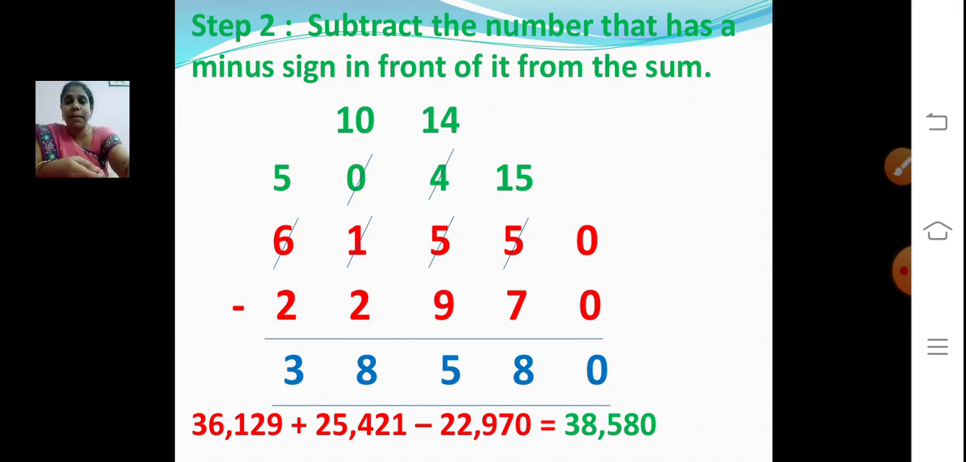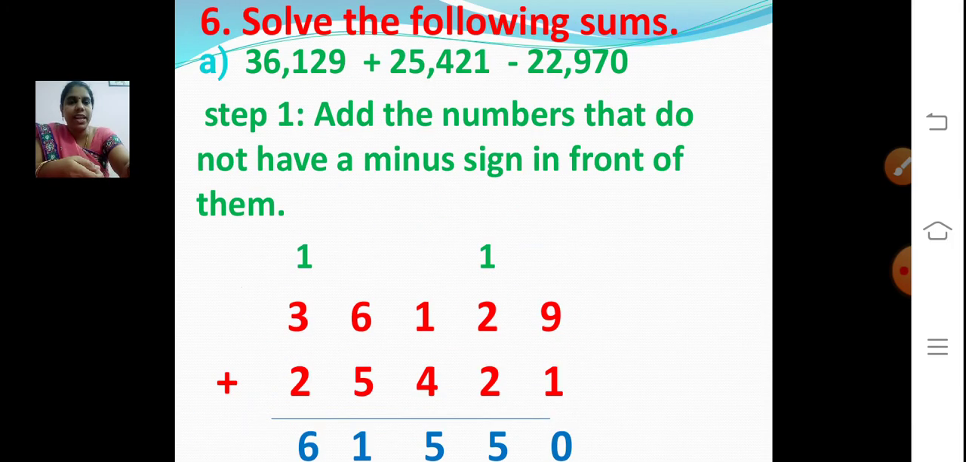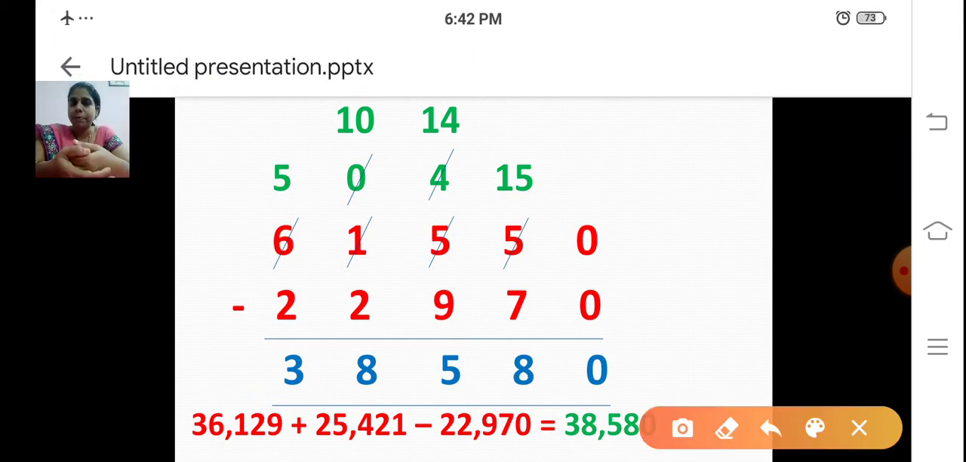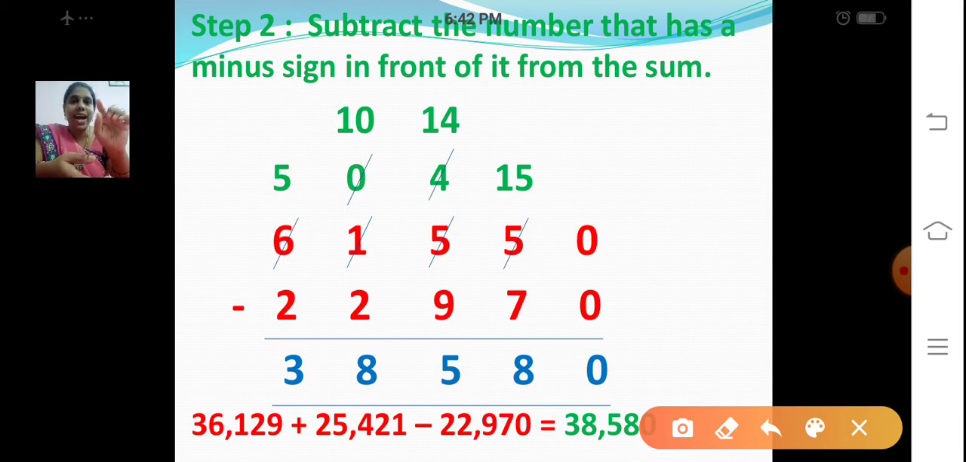What is the sum now? We know the sum is 61,550, just now we saw, right? The number that has a minus sign is 22,970, right? So that we are going to subtract. 61,550 minus 22,970. Shall we subtract these two numbers? First we do the addition, and from that sum we subtract the next one, the one with the minus. So the sum is 61,550 minus 22,970. Start from the ones place.